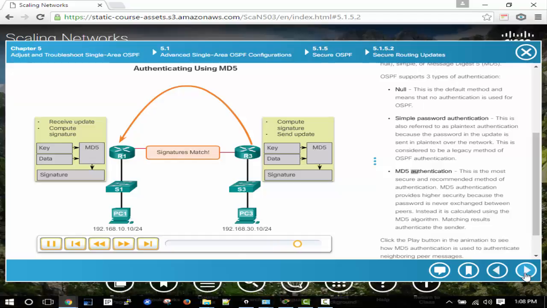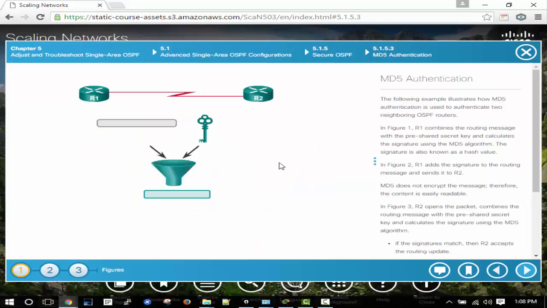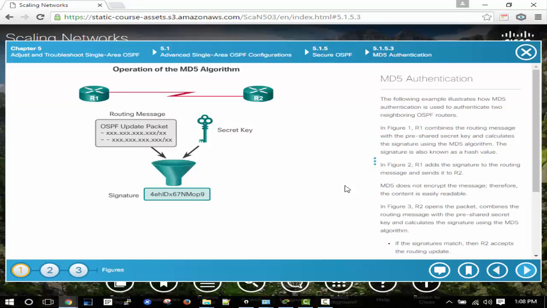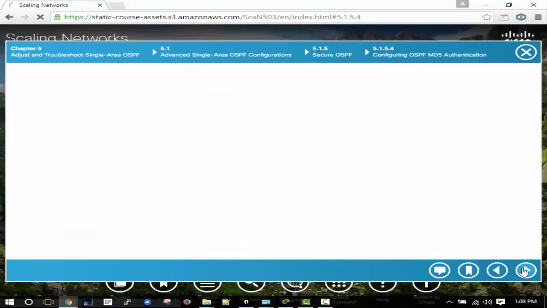Alright, so how do we set this up? Well, actually that's what it looks like. So it comes over like that. If our secret keys are the same, we're going to work, right? Either it accepts or declines, and then you can become a routing neighbor.